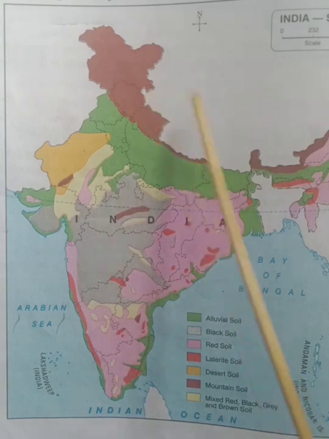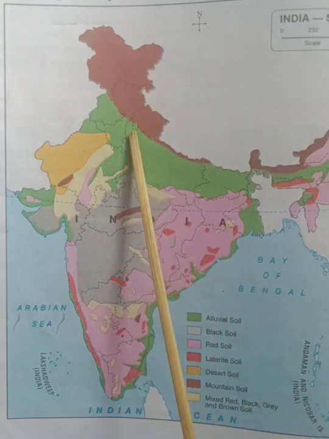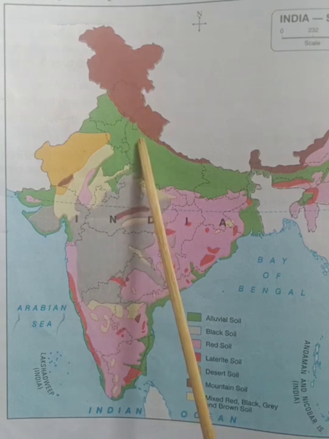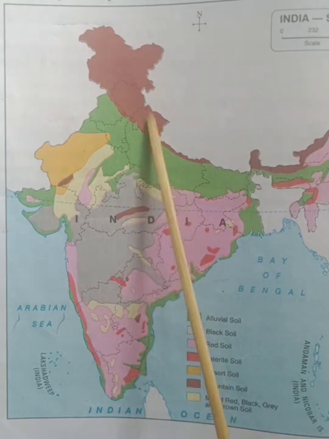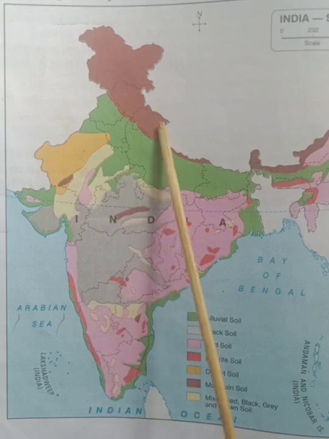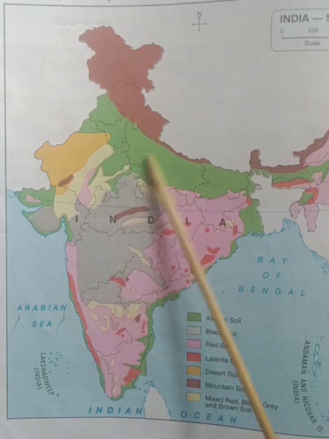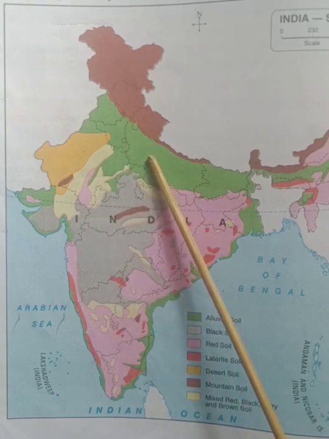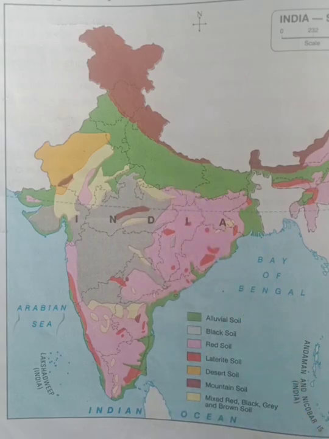So how is the alluvial soil formed? When the northern rivers flow through the northern plains, they bring along with them very fertile clay, and this fertile sand collects in the lands of the northern plain. So this soil is very good. This alluvial soil is very good to grow rice, wheat, sugarcane, pulses, oil seeds and jute.